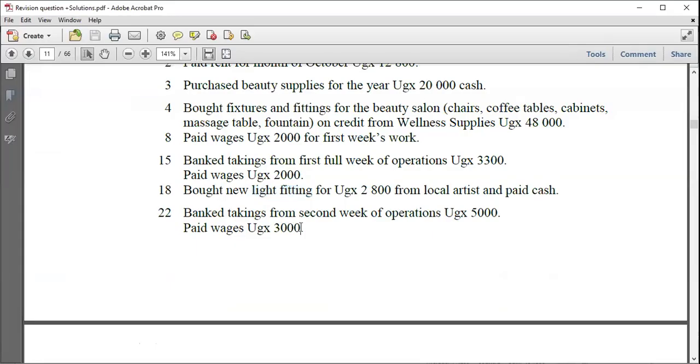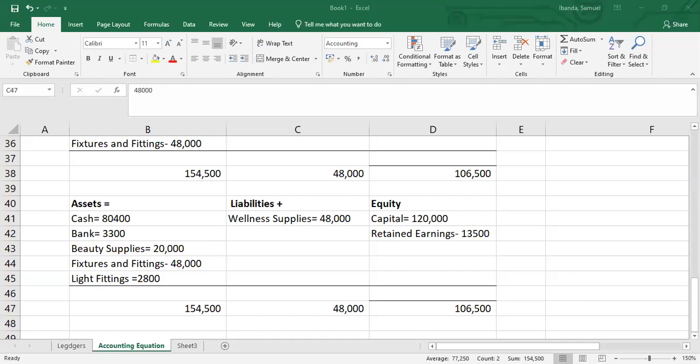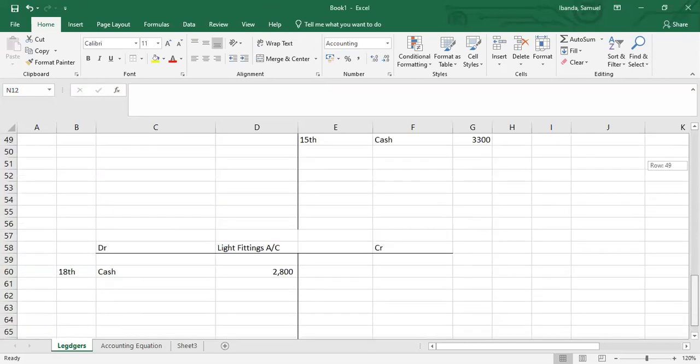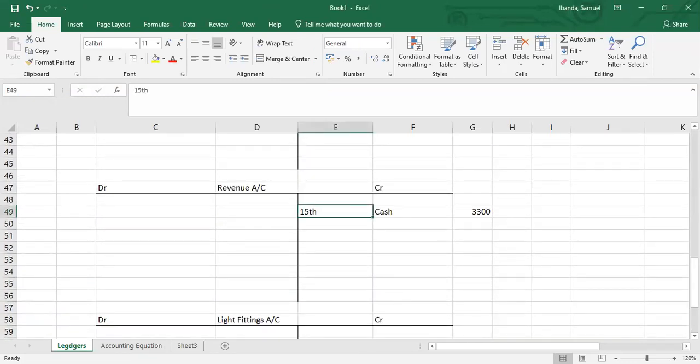So when I come here, where they're telling me that banked takings for the second week of operations, and then paid wages. It's the same thing that we've just done. So what I'll go and do, this time the takings are how much? 5,000. So I'll go in my revenue account. Remember, this date is 22nd. So I'll have my 22nd here. I'll recognize this at cash. And this is at 5,000.